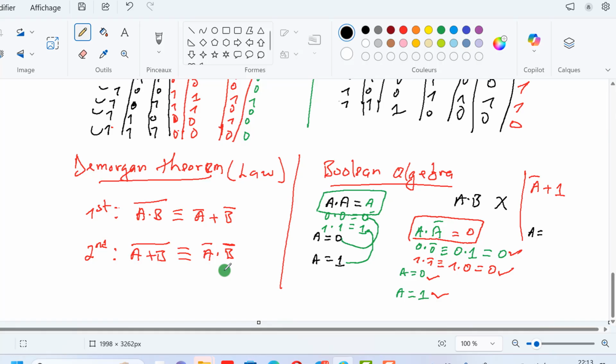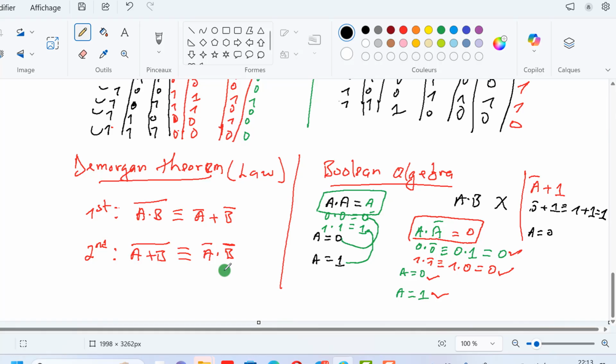When A is what? 0, what happened? 0 bar is what? 0 bar plus 1. So this is equivalent to what? 0 bar is what? It's 1. So you're having 1 plus 1. And 1 plus 1 is what? This is OR gate here. 1 or 1 is still 1. So these are the OR gate. Don't forget, please. These are gates here, OR gate or AND gate, as you know.